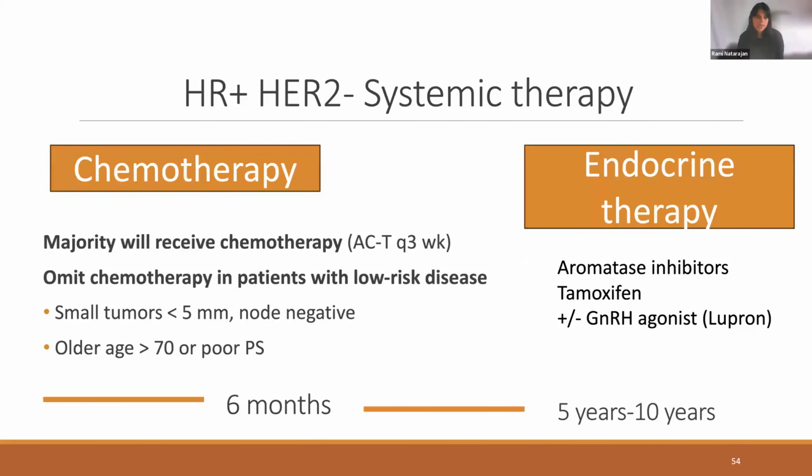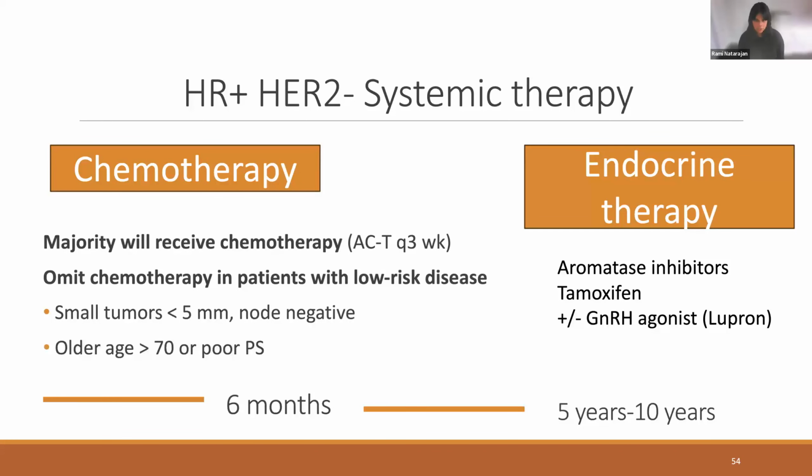So in terms of what every patient with hormone receptor positive HER2 negative breast cancer receives, like I said, most patients will get chemotherapy, and this is based on the resource stratified guidelines. Most patients will get ACT, which we talked about, every 3 weeks. It's reasonable to omit chemotherapy in patients with very low risk disease. So I tend to think about this in patients with much smaller tumors that also are node negative, and then older patients or frailer patients that we worry about their ability to tolerate chemotherapy.